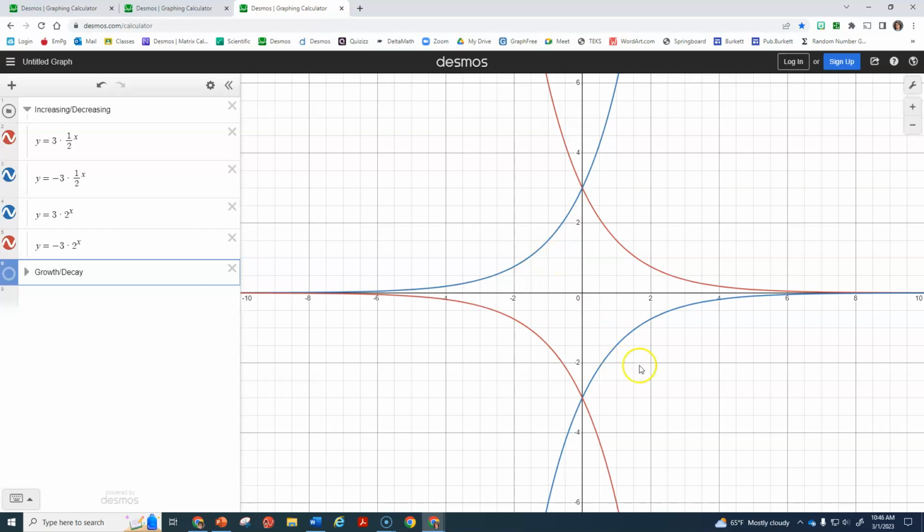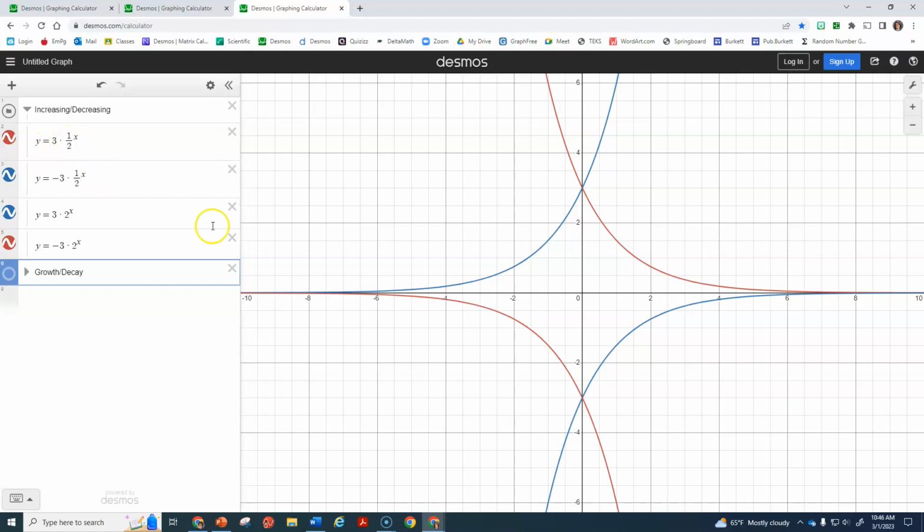These examples that we have right here, the ones that are in blue, you can see as I move from left to right, those blue graphs are increasing in their y values. And it was a combination of their b value and the sign of their a value that determined whether they were increasing or decreasing. And the red graphs right here are both considered decreasing graphs. So that's a previous video.